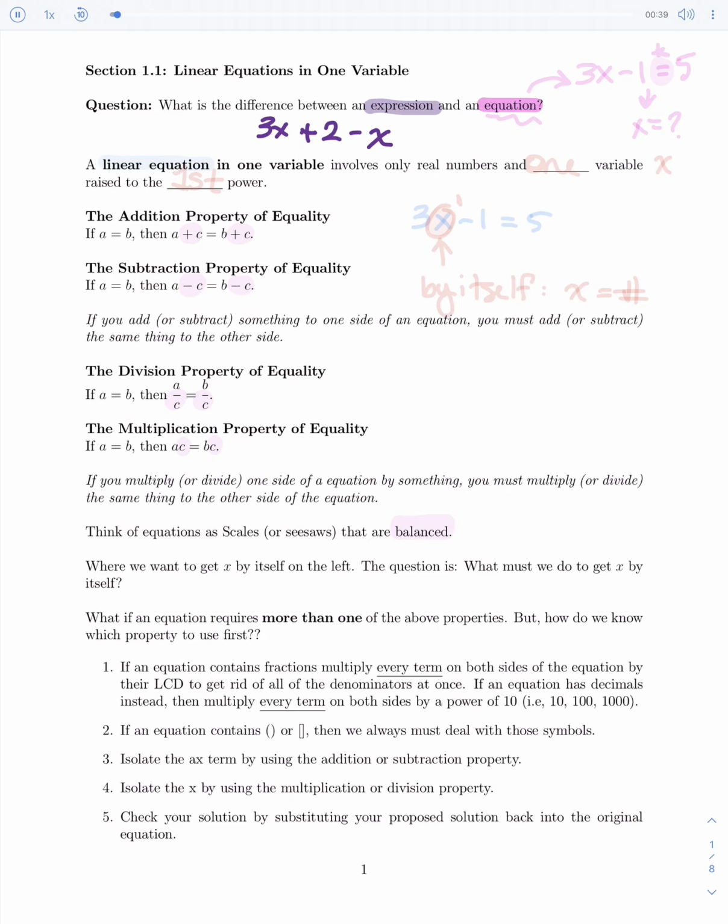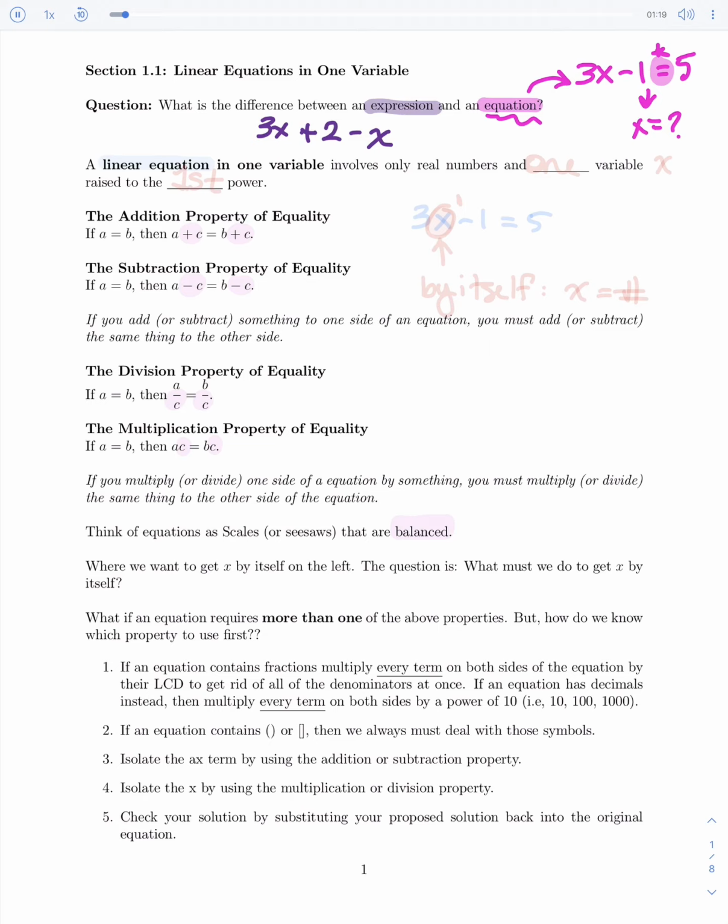Now, because you do have expressions, you can add or subtract and combine like terms, but you can't actually solve anything because there's no equal sign. Whereas in an equation, we might have something like 3x minus 1 equals 5. That is an equation because there is an equal sign. This can be solved and we can actually find a solution and find out what x equals, but only because there's an equal sign and we have an equation.